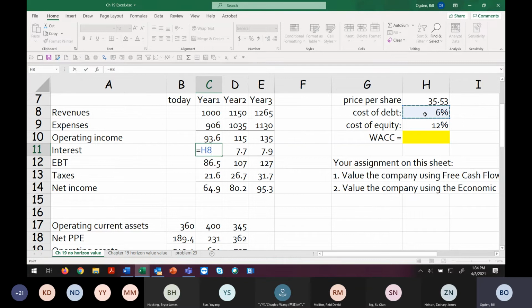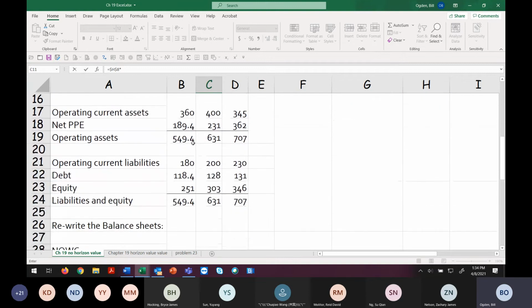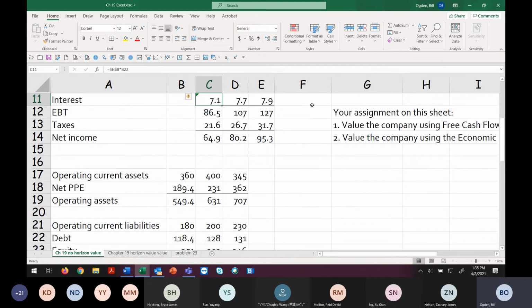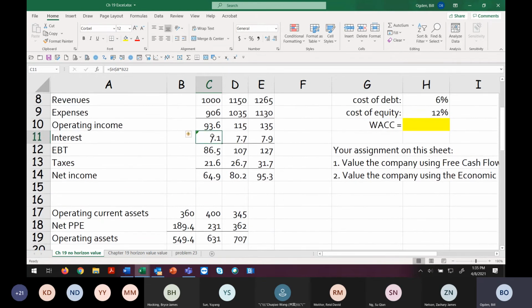6%, lock it, times the beginning of the year debt. And that's right here. And then we can copy that across. See that little difference? Just enough to make your models not agree.